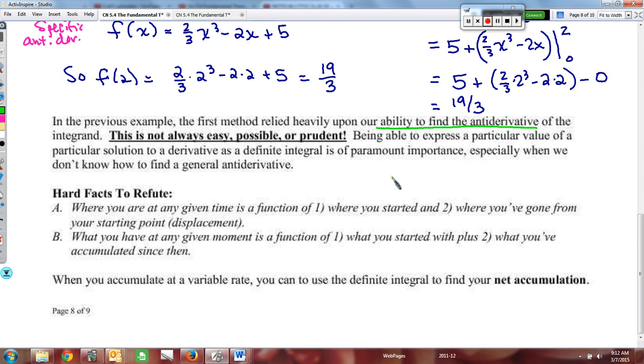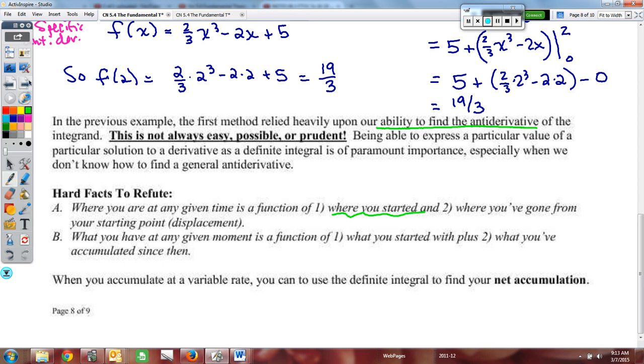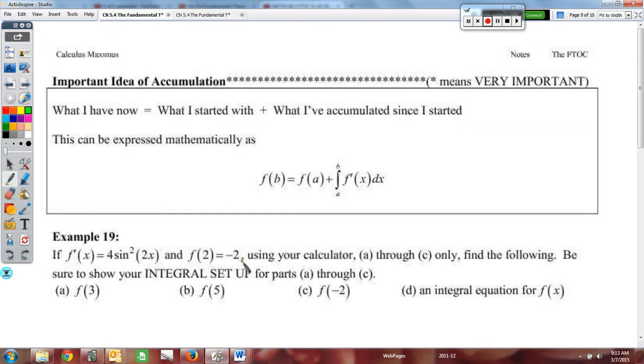So if I want to find a particular value in the solution of a derivative, then what we're going to do is instead figure out where you started and then where you've gone, which is your displacement, that's your net change. So take where you were and add to it how much you changed from where you were. So we're definitely going to use this idea of finding your net accumulation or your net change with a definite integral and adding it to where you currently were at any point in time.